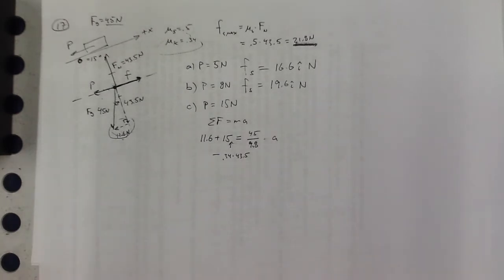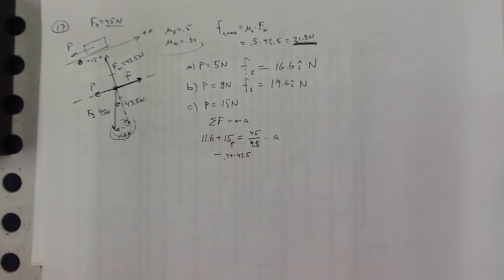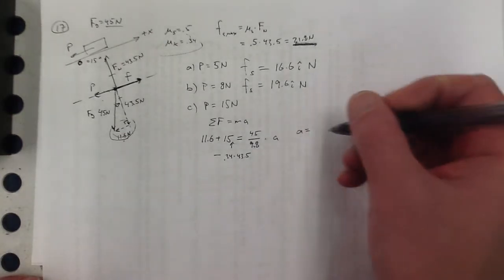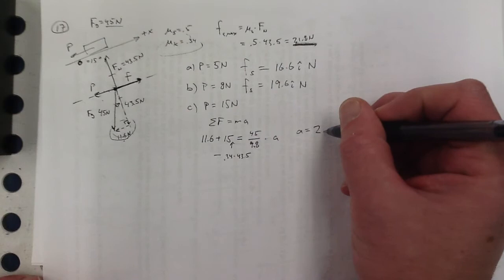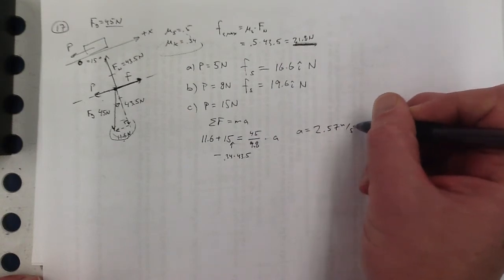Let's just try that again. 26.6 minus 0.34 times 43.5 is 11.81, and then that divided by 45 over 9.8. That looks good. I'm not sure what I did the last time, or the first time. So that's given me about 2.57 meters per second squared.